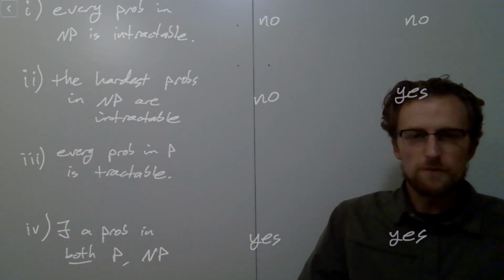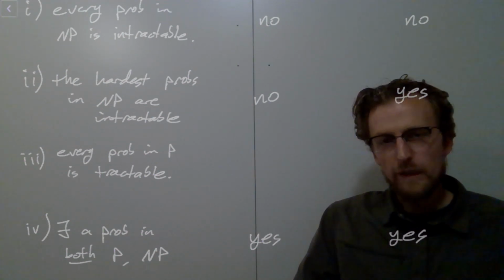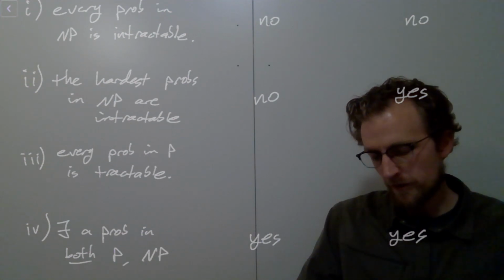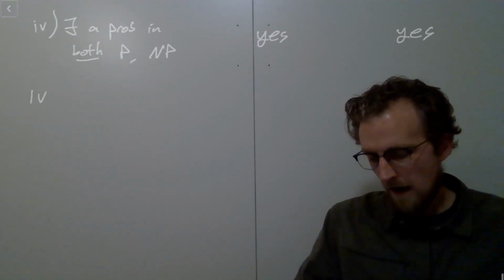Remember what our definition is for tractability. Tractable means solvable in polynomial time. P is the class of decision problems that are solvable in polynomial time. So this is yes, regardless of how P versus NP is resolved. All right, now 5.